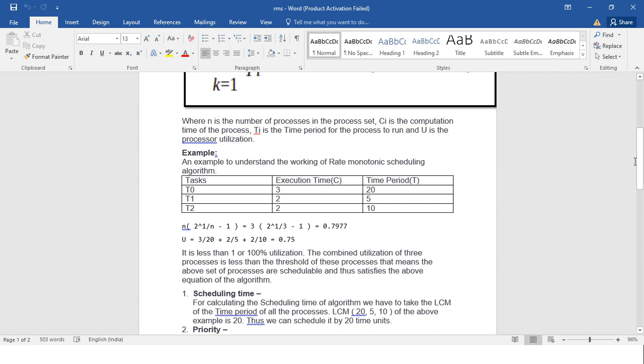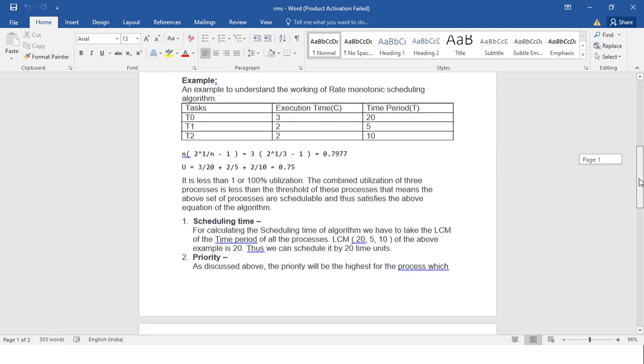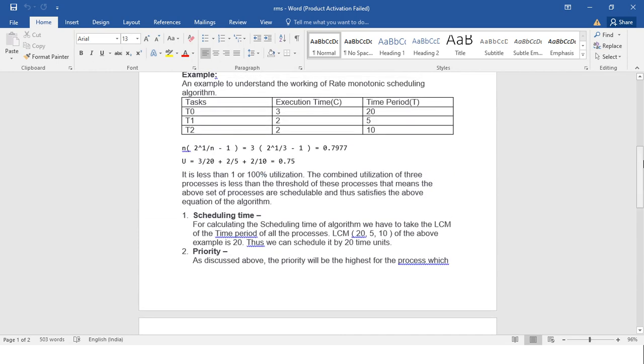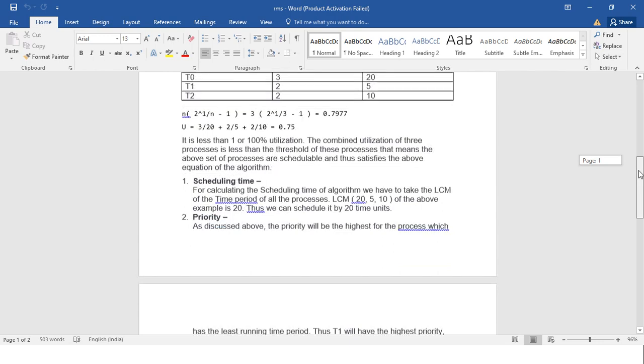So for doing the scheduling, we have to consider two steps. That is, the first is finding the scheduling time and assigning the priority. For finding the scheduling time, we have to take the LCM of the periods of the given tasks. So here, as you can see, the periods are 25 and 10. So LCM of them is 20. And since T1 has the minimum time period, it has the highest priority. So it is basically the lesser the time period, the more the priority. So T1 has higher priority than T2, T2 has higher priority than T0. So this is basically the scheduling algorithm.